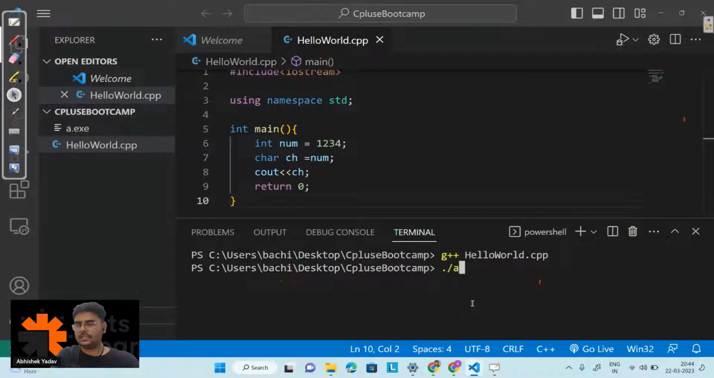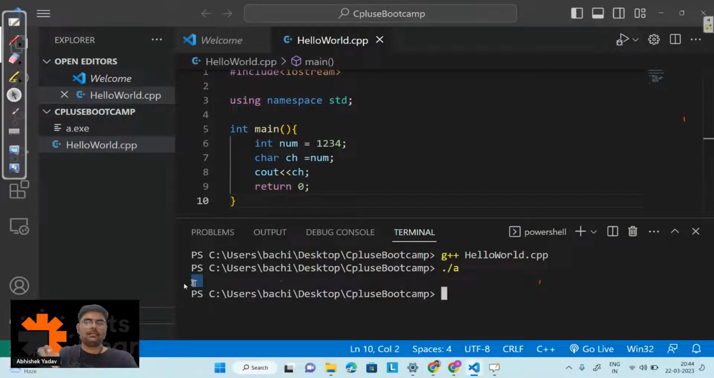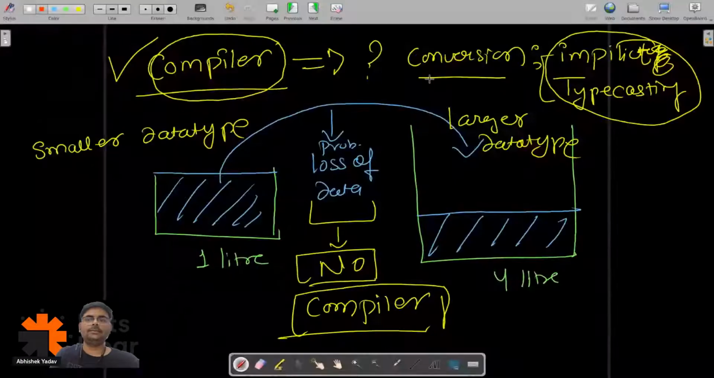Dot slash a. So here you can see we are getting some special type of value right here. Yeah. So basically in Java, if you do this kind of operation, you will get the error. But in C++, we are getting some garbage value. That is some random value. Garbage value means some random value, right? So let's see why I am getting this garbage value here.